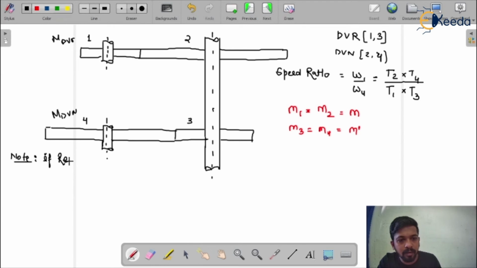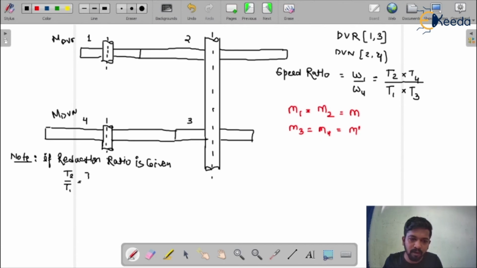If the reduction ratio is given in the problem, then you have to take T2 upon T1 is equal to T3 upon T4. Just take it and solve the problem. You have to apply these relations. When a reduction ratio is given, you have to take T2 upon T1 is equal to T3 upon T4. Now this is another note that I give you. You can use it.